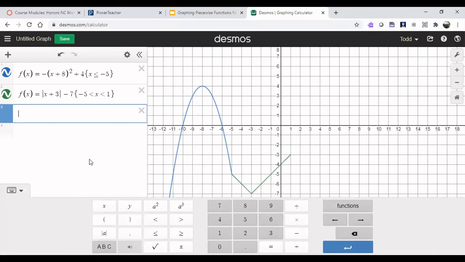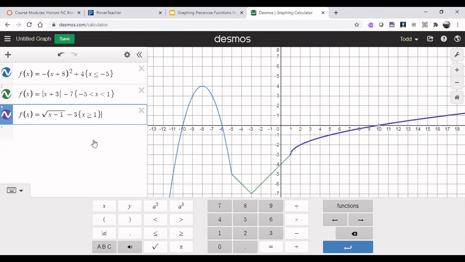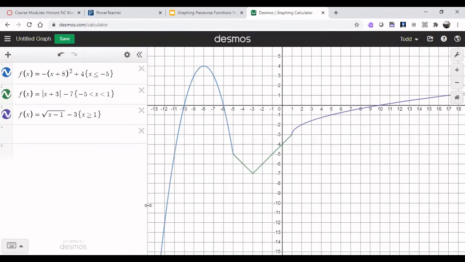And then the last function, which is the square root function, f of x equals, again, square root's down here on your keyboard, square root, x minus 1, arrow to get out, minus 3, for x greater than or equal to positive 1. Oh, not parentheses, bracket. All right, so you can see this entire graph is continuous. It never jumps or skips. I don't need to label open or closed because it just is what it is.